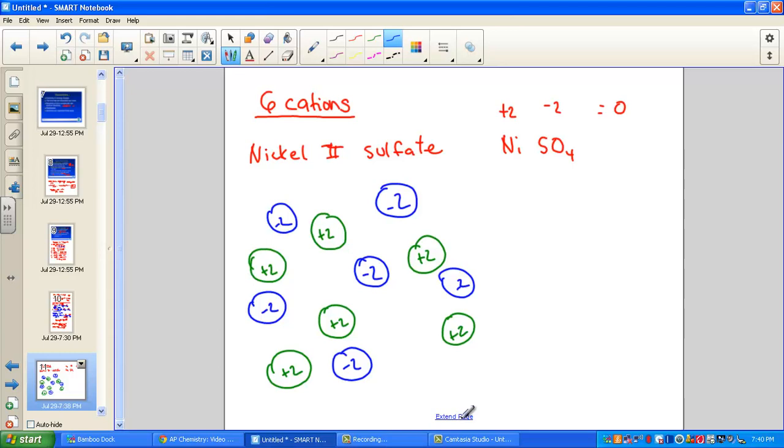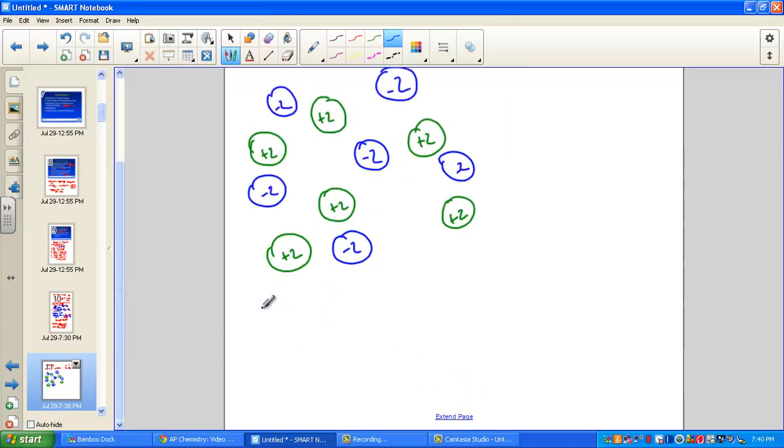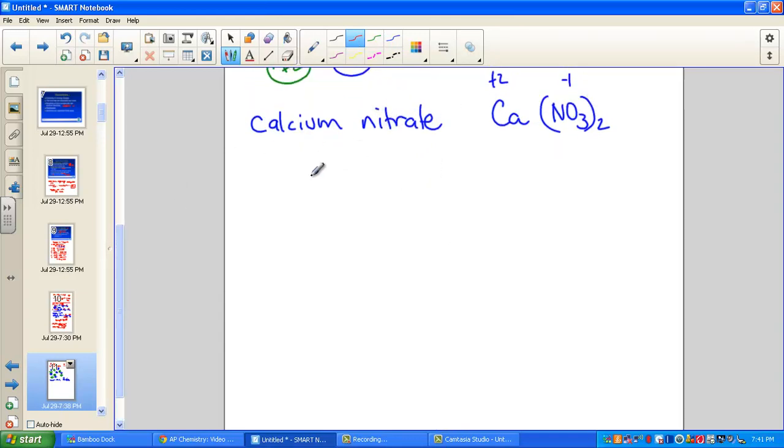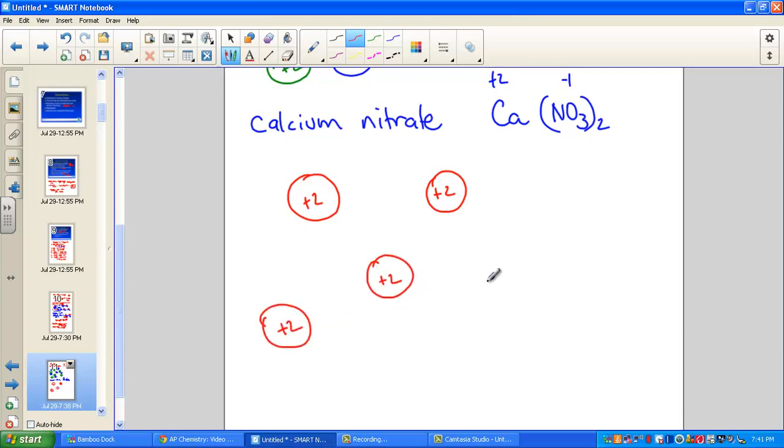Let's try another. How about calcium nitrate? Calcium with its +2, nitrate is a -1. So when I write my formula, I need twice the number of negative ions, 2 units of the negative nitrate, to electrically balance the calcium. So I'll use red this time. Now calcium is a +2, so I want to make it twice as large as the -1. So I have to draw 6 positives. So 1, 2, 3, 4, these are all the same size, 5, 6.